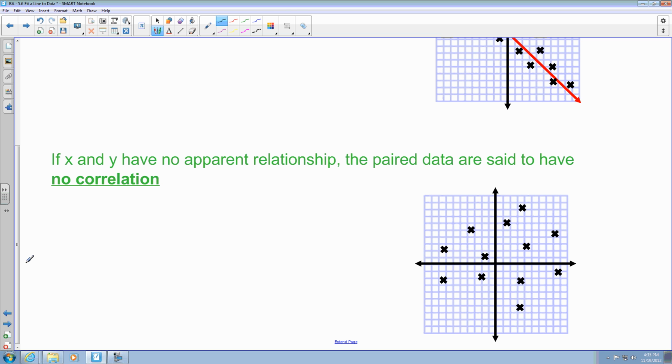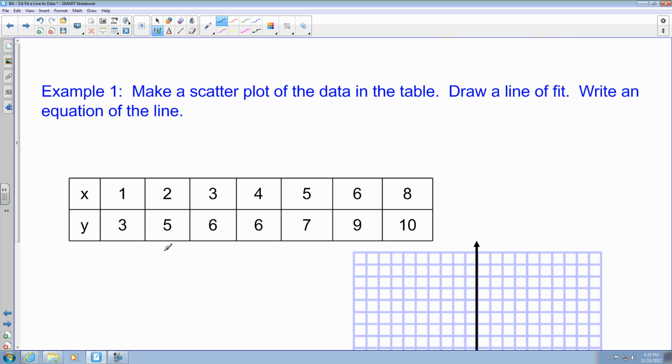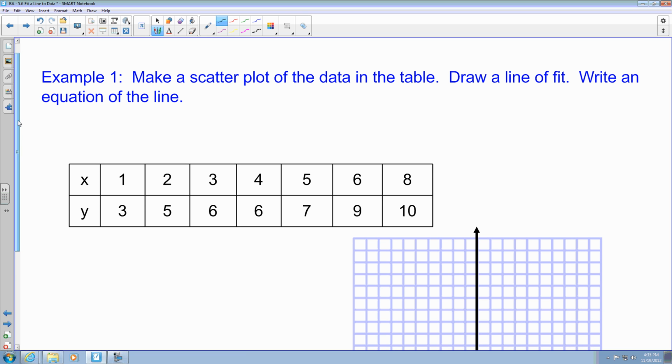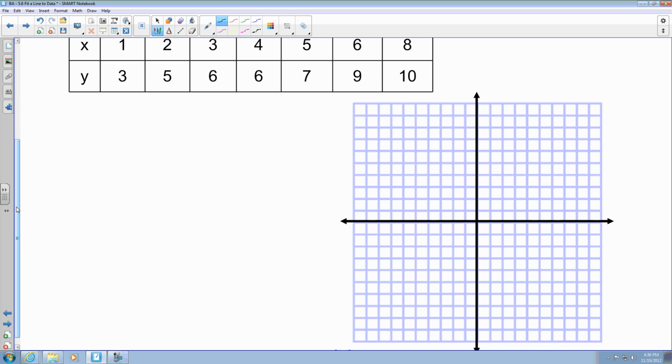Excuse me. Let's take a look at an example. Here's an example of some data, and I want to make a scatter plot of the data in the table. I want to draw a line of fit, and I want to write an equation of that line. To use the line of fit to model the data, we need to do some steps. Here's step one: first off, we must plot the data.